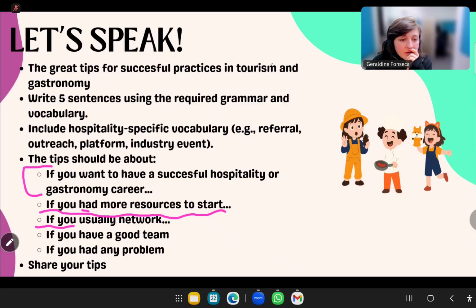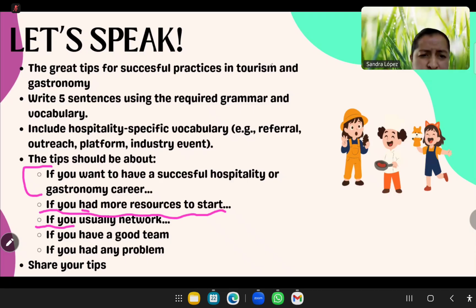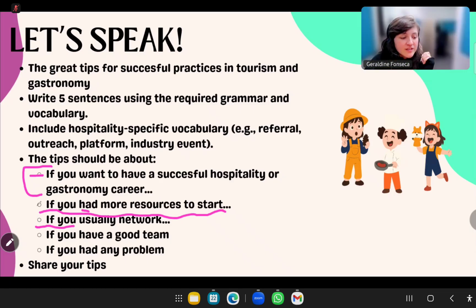How many tips? 5? 5. 1 per each of these conditions. And you explain the reason why. Of course, you create the tip and you explain the reason why those are the tips you suggest.